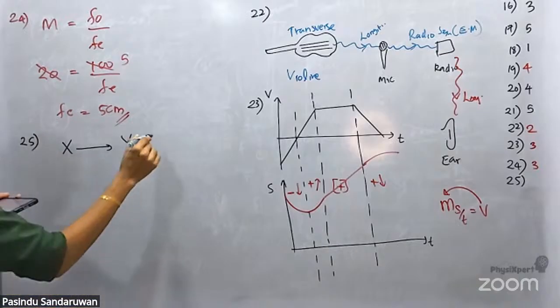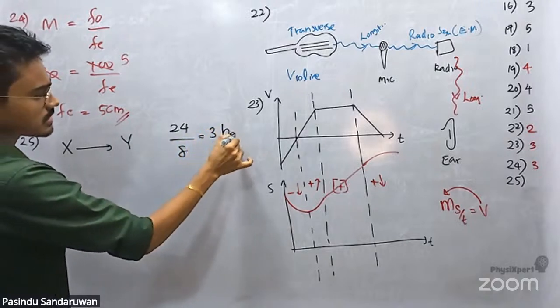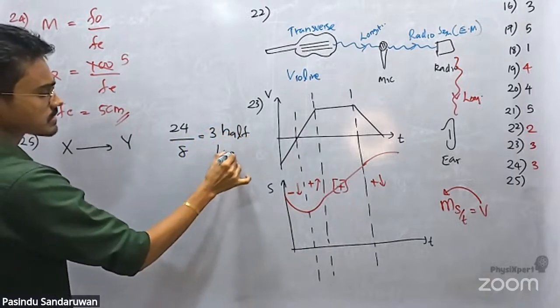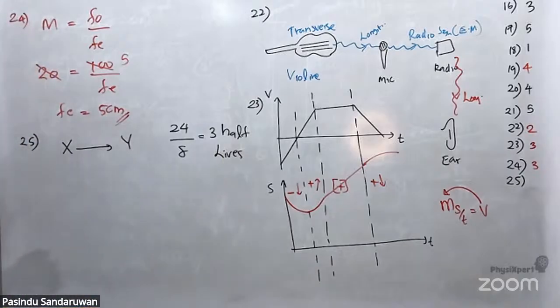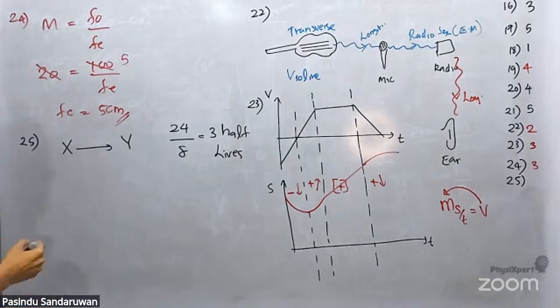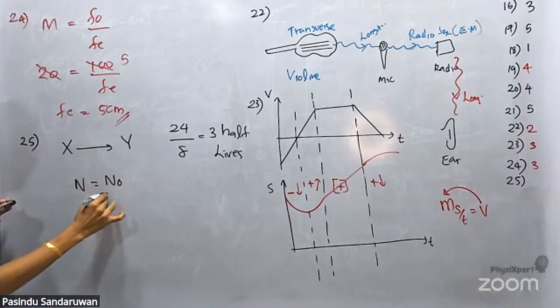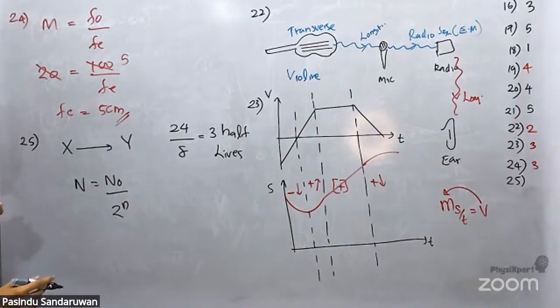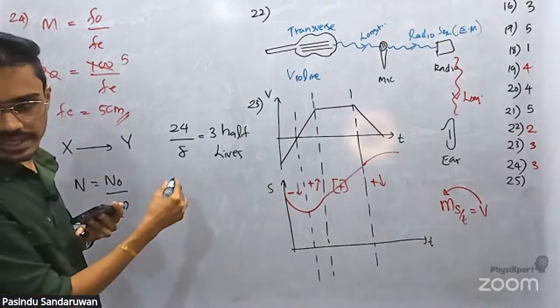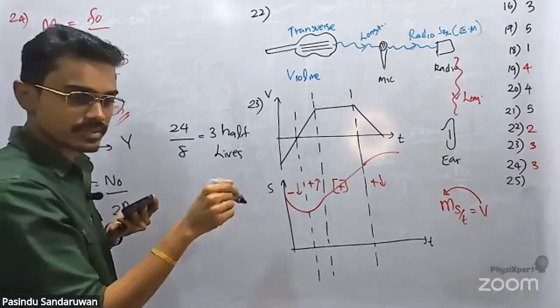Right. 24 days means 3 half-lives. 3 half-lives have already passed. So in radiation we have N equals N0 over 2 to the power n. N0 is the original number of nuclei, and N is the present or remaining number of nuclei.